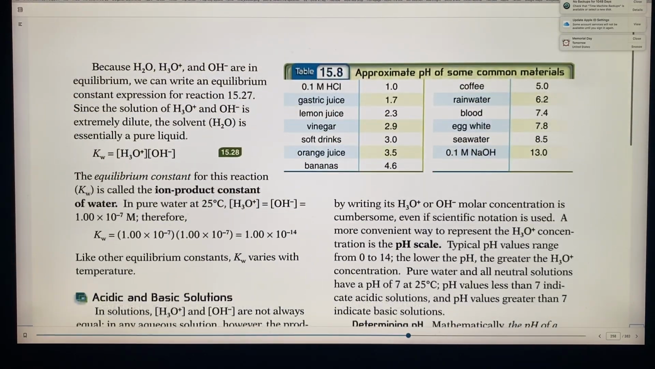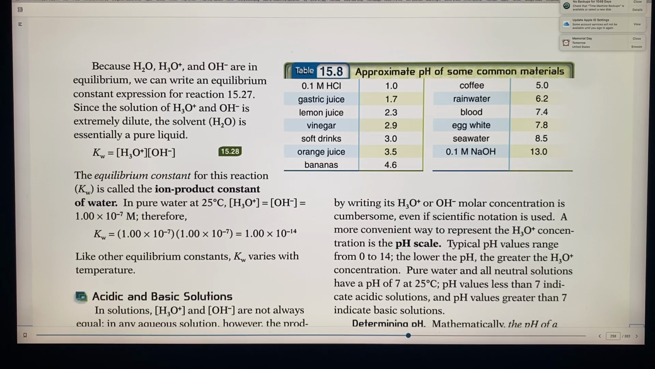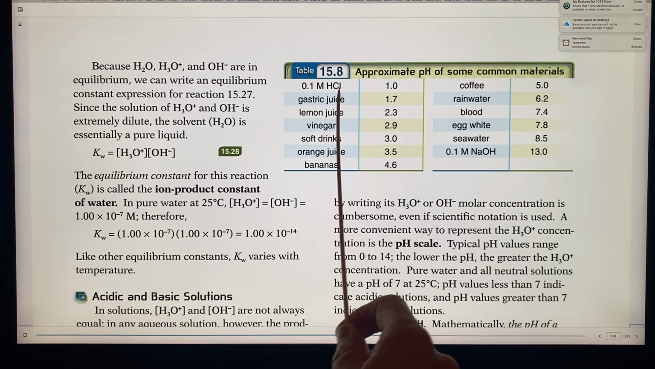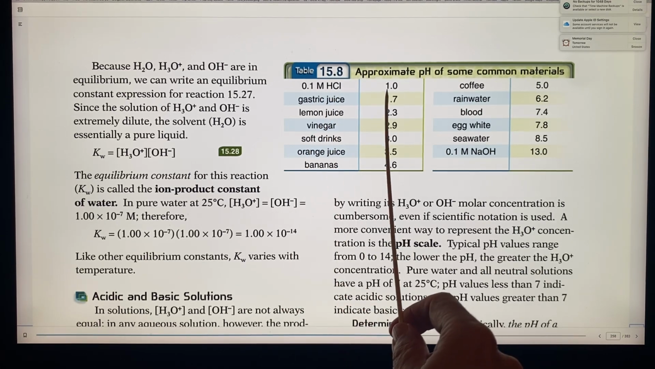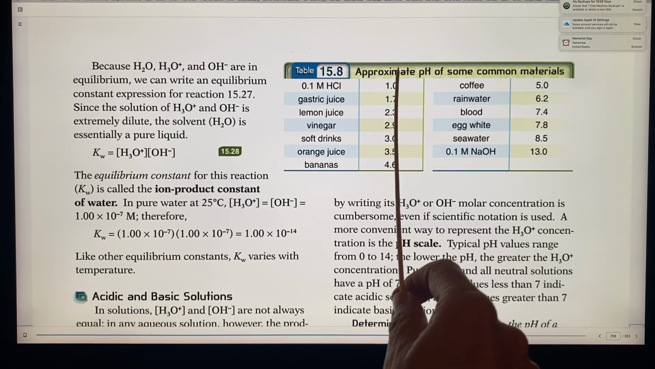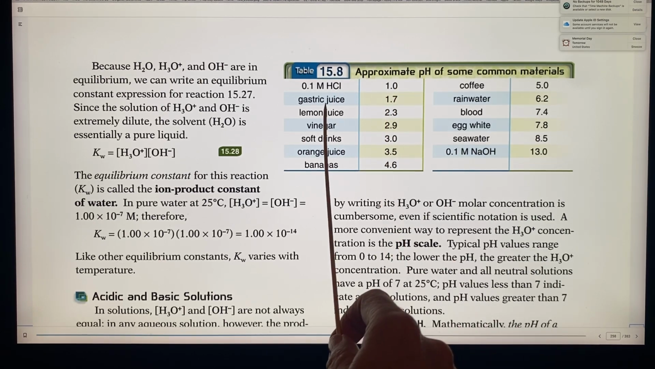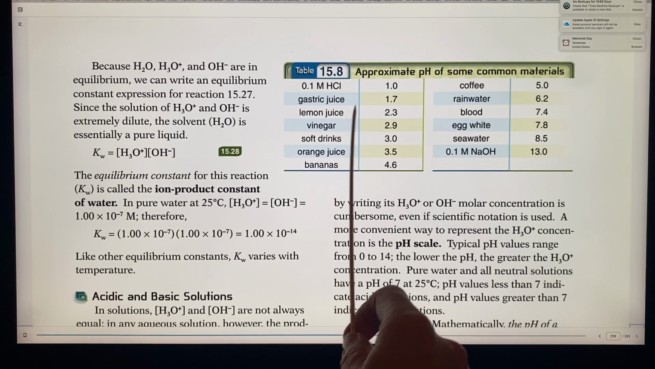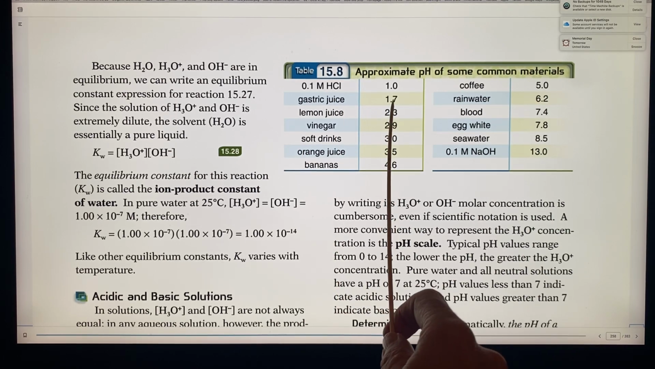So let's go back up here. The approximate pH of some common materials. So you have 0.1 mole of hydrochloric acid. That is going to be really acid. 1 means it's very acid. Gastric juice in your stomach is going to be 1.7, very acid.